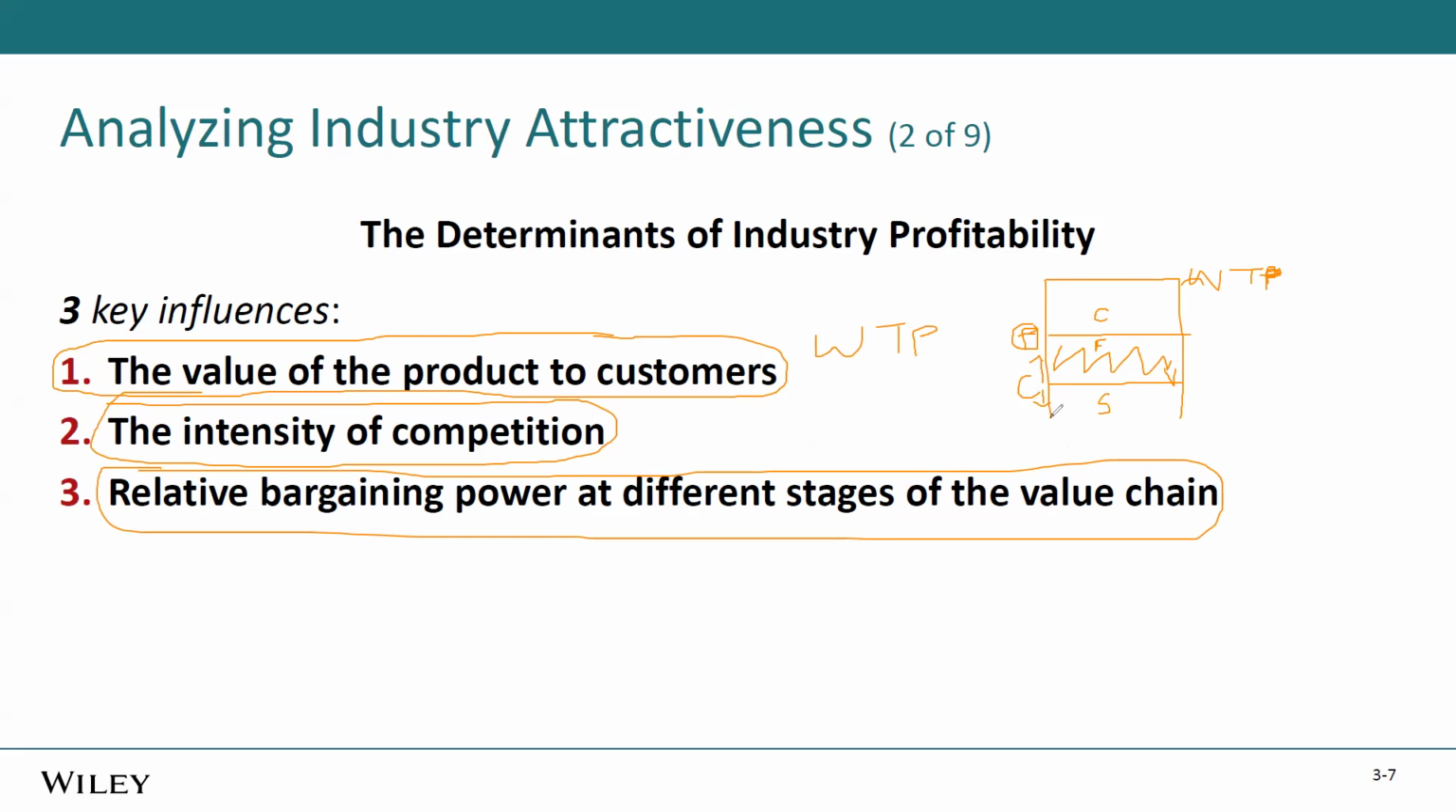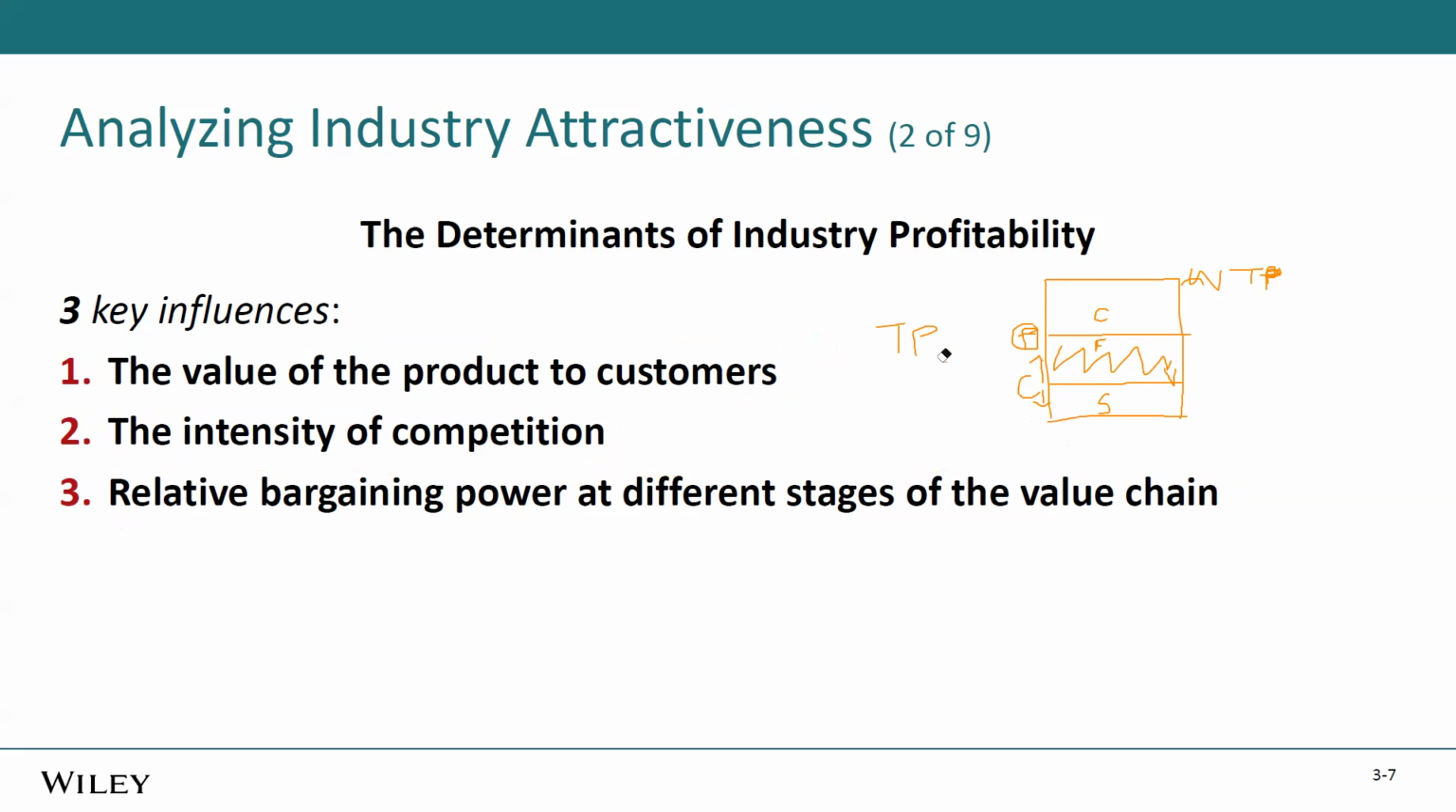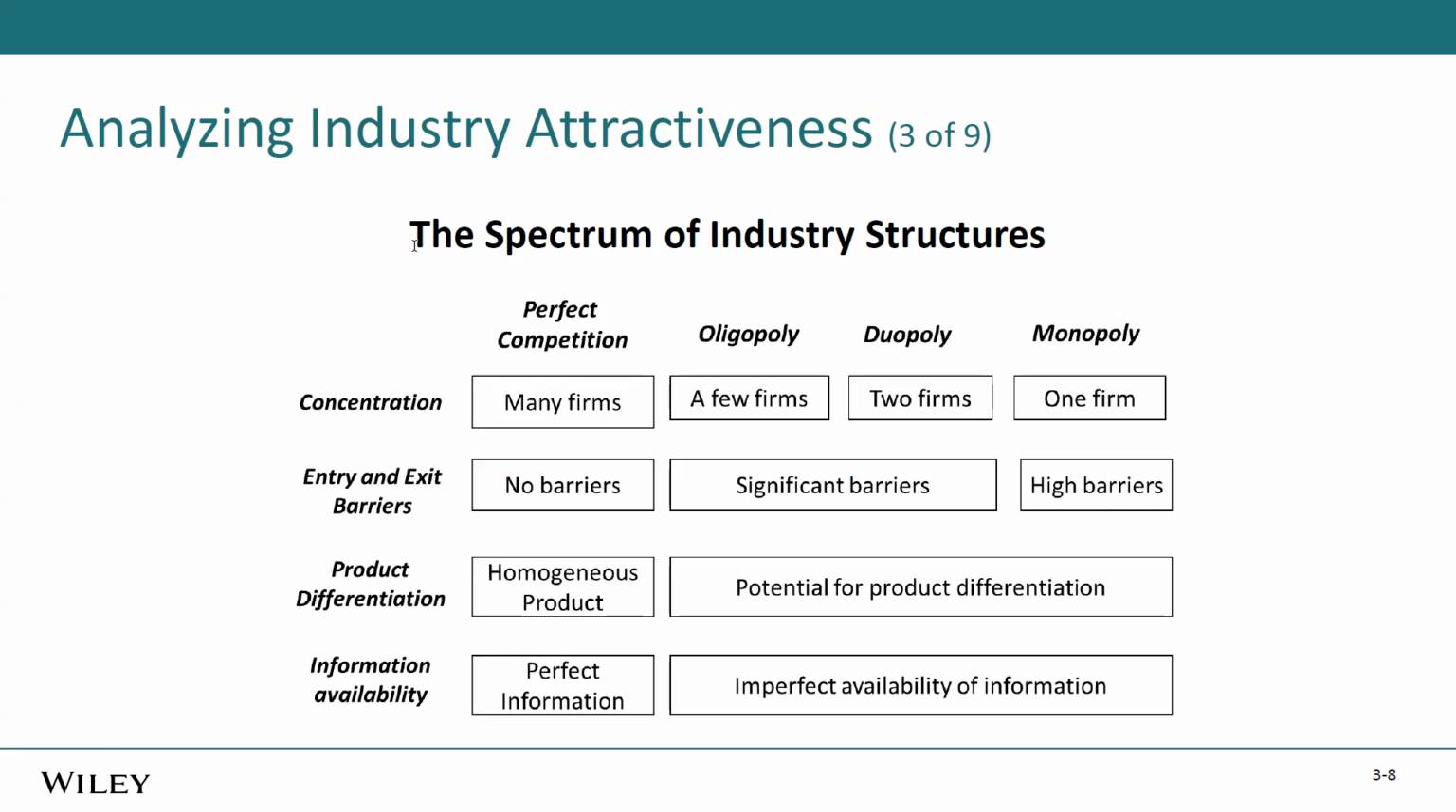Of course, our supplier has their own costs down here somewhere, but we're not concerned with their costs right now, except insofar as that's kind of the floor of what they're going to charge us. We can't get them to charge us lower than their cost under normal circumstances. So these are the three key drivers that determine industry profitability.